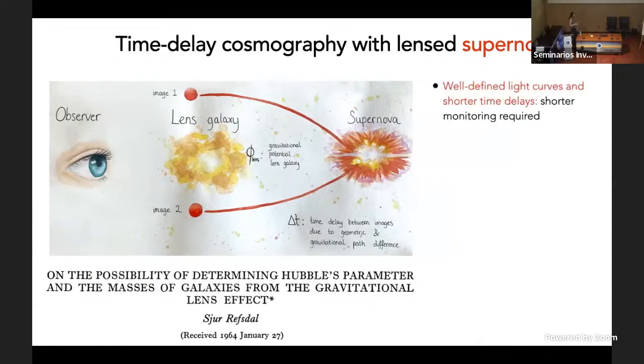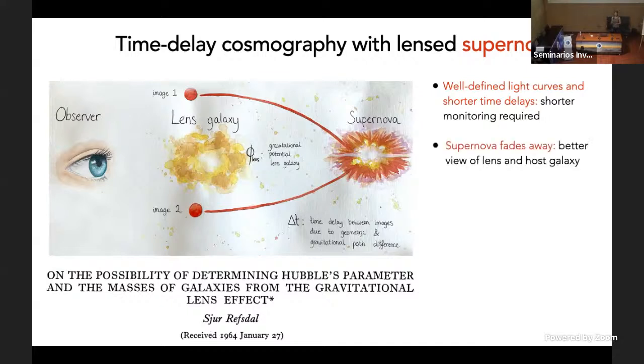So some of them are that lensed supernovae, especially certain types, have well-defined light curves that we know a template for, and also typically they have shorter time delays. So it means that you don't need to monitor them as long, and you also can get away with having fewer observations. That makes it easier to expand the sample that you have.